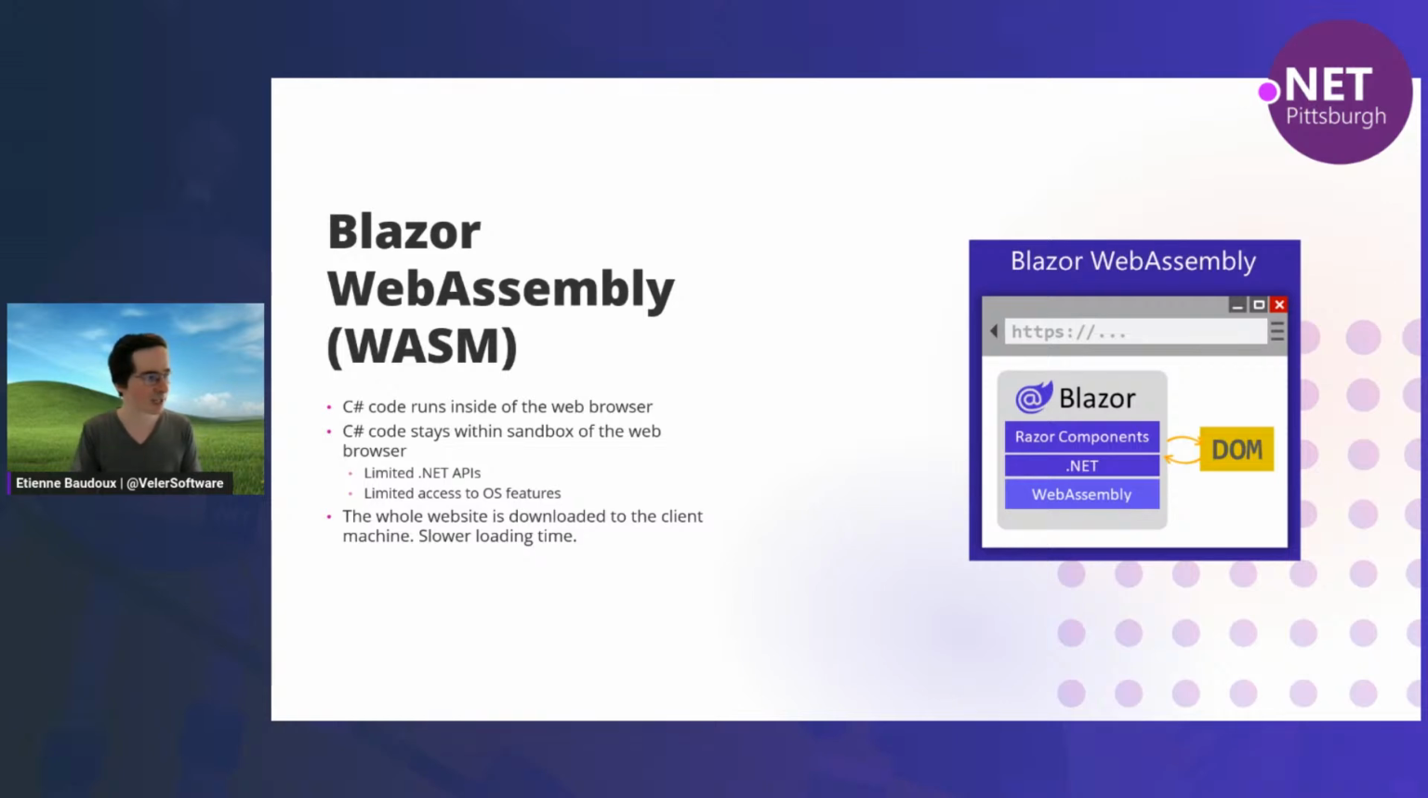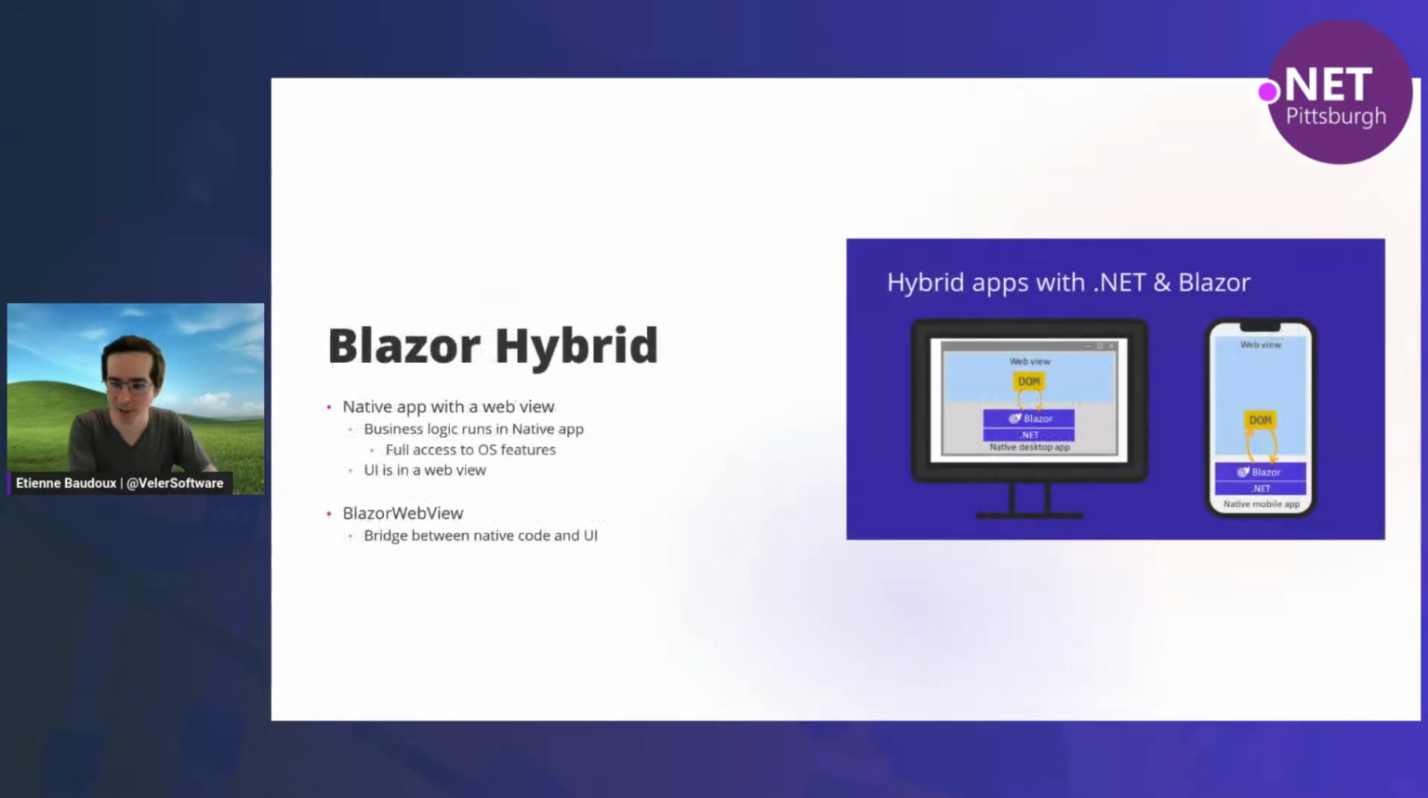Another thing about Blazor WebAssembly that is quite important to know is that because it downloads your C# code and compiles it on the user machine, compilation takes some time, and therefore your website may be a little bit slower to load. And then the third option, the one that interests us here, is Blazor Hybrid.